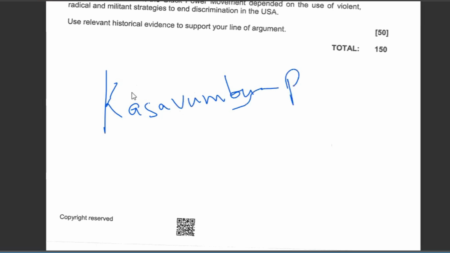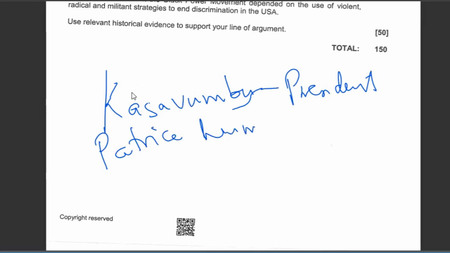Then what happened after the attainment of independence? Who were the leaders? We know that after independence, it was Kasavubu who was the president of the independent Congo. And the government also had a prime minister. The prime minister by then was Patrice Lumumba. This was the prime minister of the independent Congo.